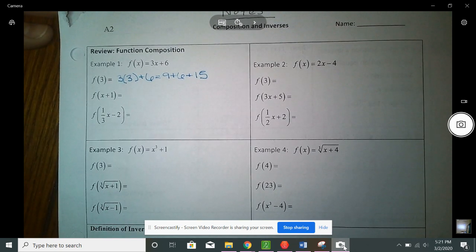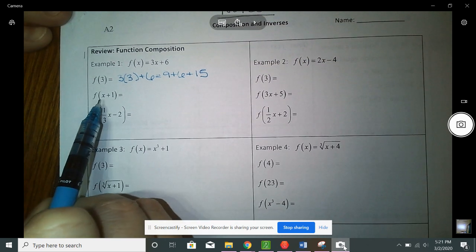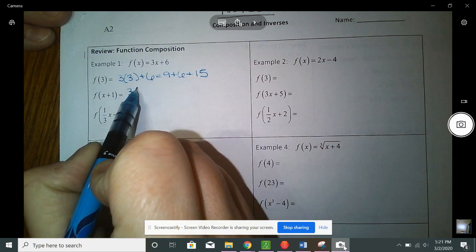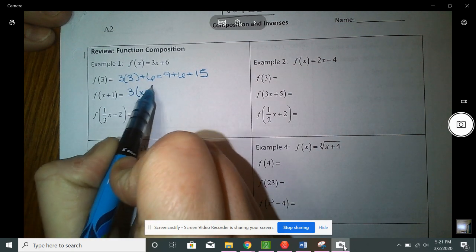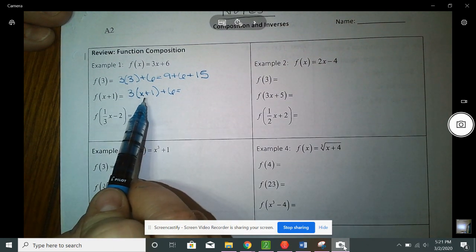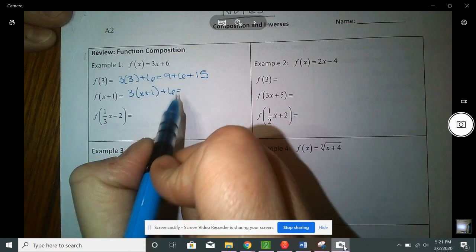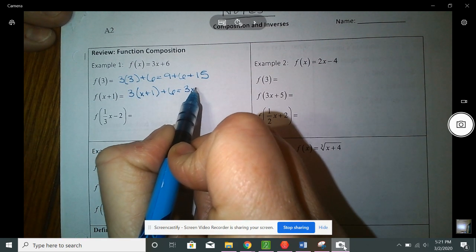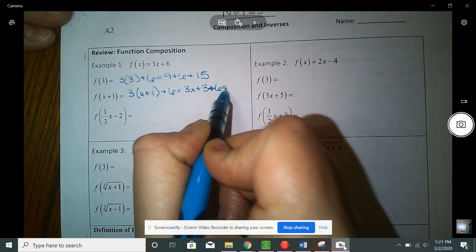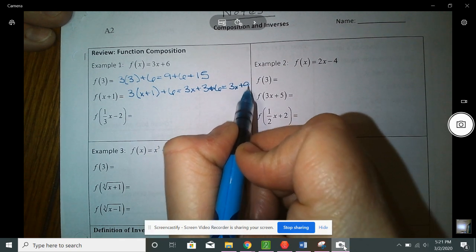We're using the same function again in number 1, but this time our input value is x plus 1. So we just replace where x is with the input value of x plus 1. So this is still 3 times the input value plus 6. Well, to simplify this function, we have to distribute first, which is 3x plus 3 plus 6. And then we combine like terms. So 3x plus 9.